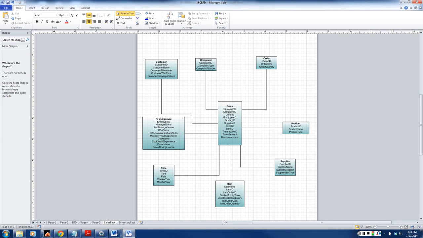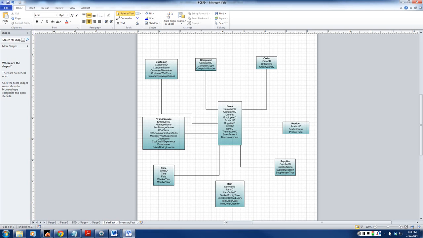As you can see, you don't have any bank dimension. You don't have any headquarter dimension, because it makes no sense to analyze sales by bank.